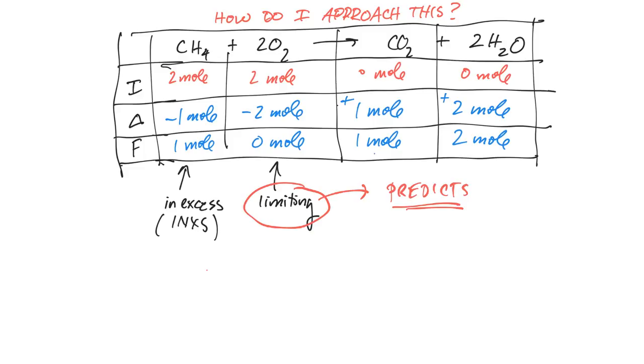The excess is going to be left over. It's like those leftover eggs when you're making cookies, or the leftover flour when you're baking a cake. That doesn't predict anything. What predicts the product is what's limiting, and there's a series of calculations to make that happen.